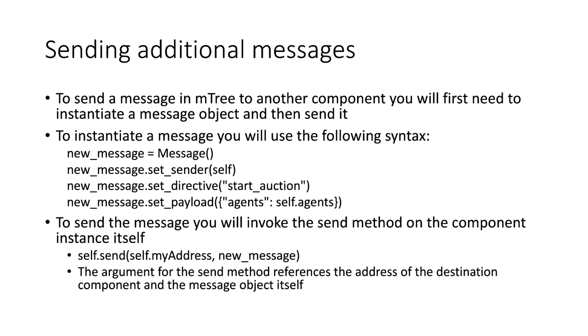One thing, since we can receive messages, we actually want to be able to send them as well. So to send a message in mTree to another component, you first need to instantiate a message object and then send it. So it's a two-step process typically. To instantiate a message, you will use the following syntax. You'll use the message object that we have inside of mTree. You'll instantiate one, for example, in this case, new message. And then you'll be able to set properties of it, for example, the sender. Typically, you'll say that it's yourself.